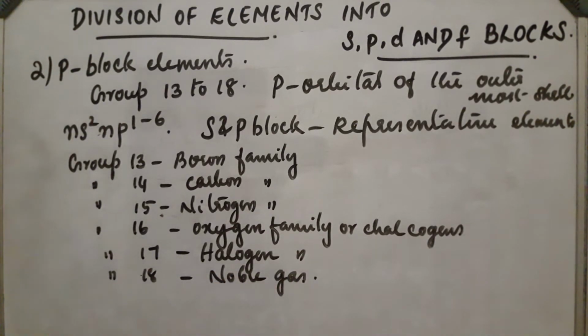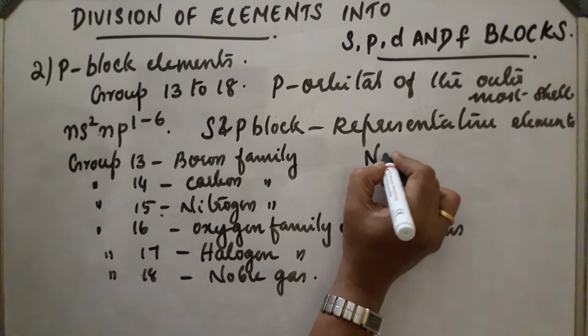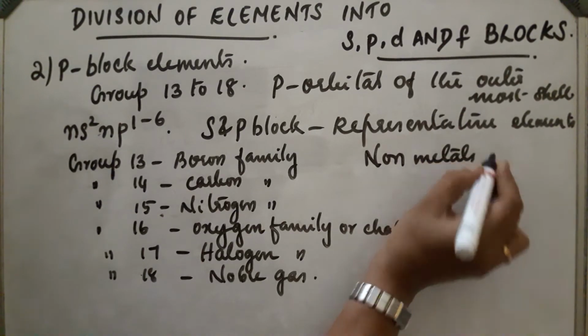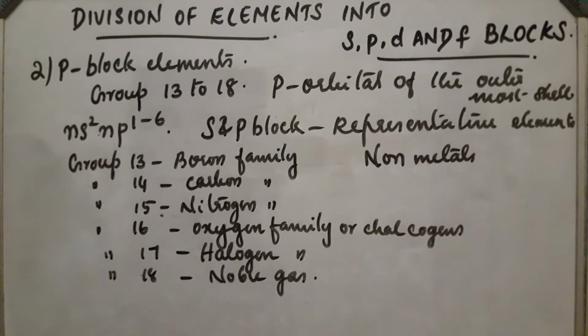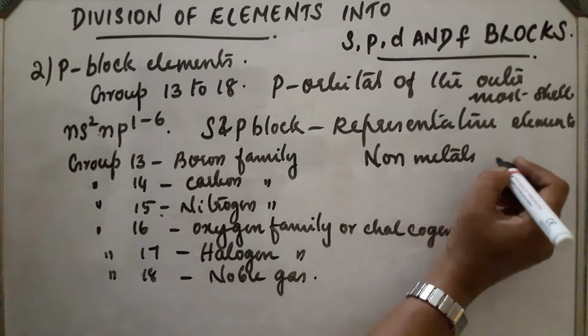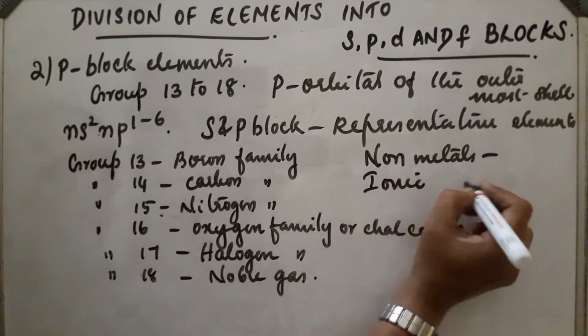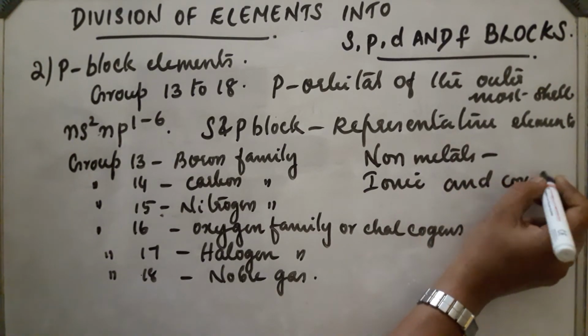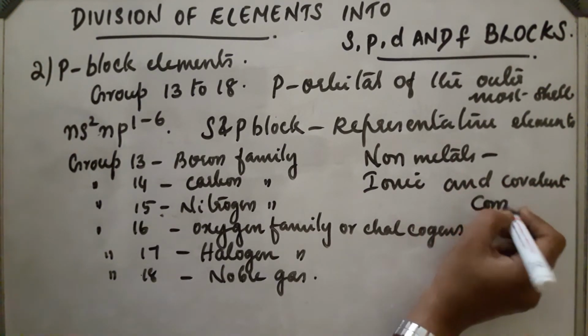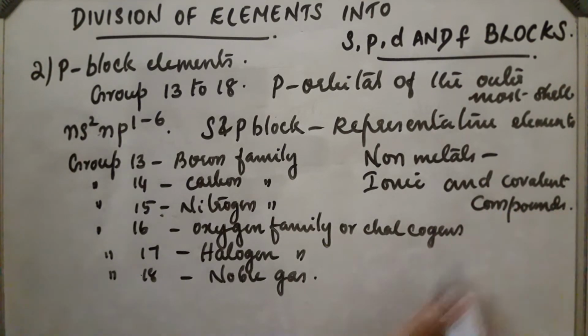Noble gases have stable electronic configuration. Next, what about the non-metallic character? We know non-metallic character increases from left to right in a period, and metallic character decreases down the group. So most of them are non-metals. These form ionic as well as covalent compounds.